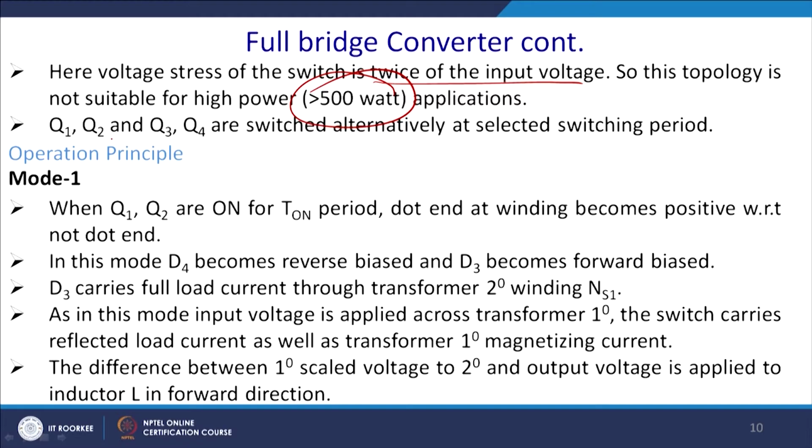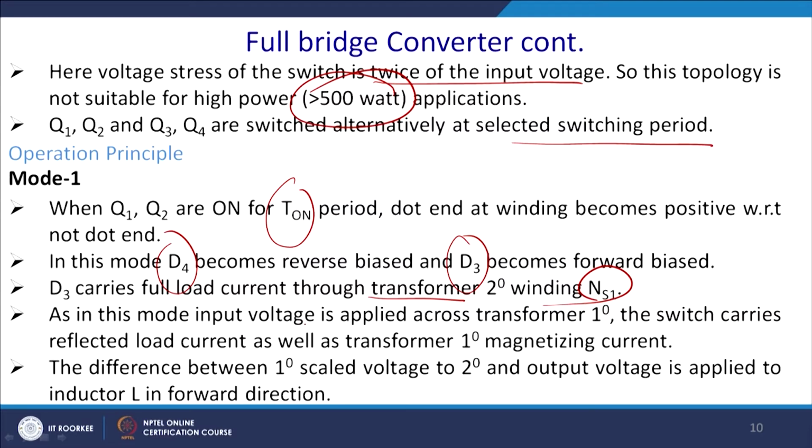Switches Q1, Q2, Q3, Q4 are alternately selected for the switching period. Mode 1: when Q1 and Q2 are on for the period T on, the dot end of the winding becomes positive with respect to the non-dot end. In this mode D4 becomes reverse biased and D3 becomes forward biased, and D3 carries the full load current through the transformer secondary winding NS1.